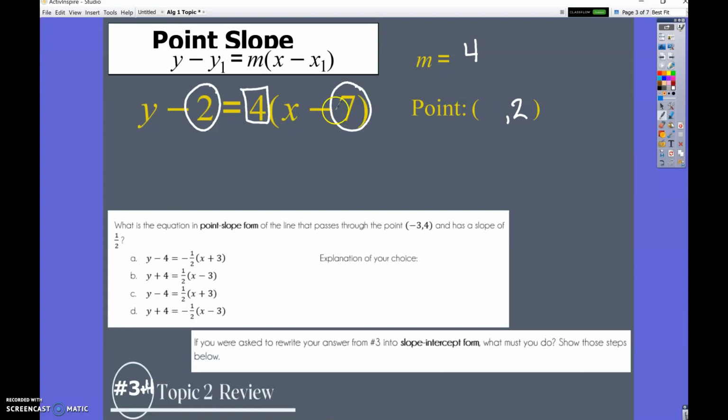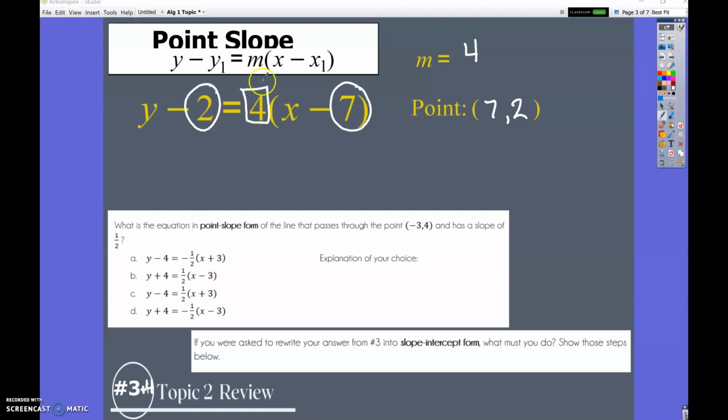If I see x minus 7, positive 7 will be my x value. It kind of feels like the opposite sign, but it's really because our equation already has a minus sign built in there. We want the 2 and the 7 in their correct spots for our point. So you would try question 3 and pick which point slope form is correct. Explain your reasoning. On number 4, you need to convert it into slope-intercept form.